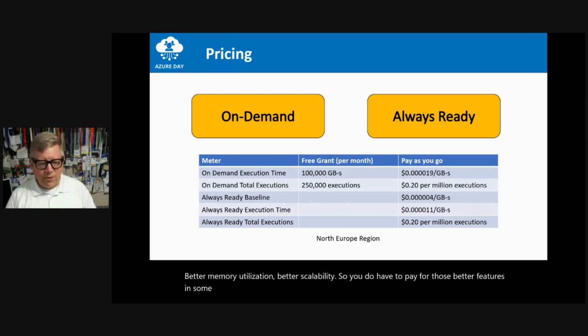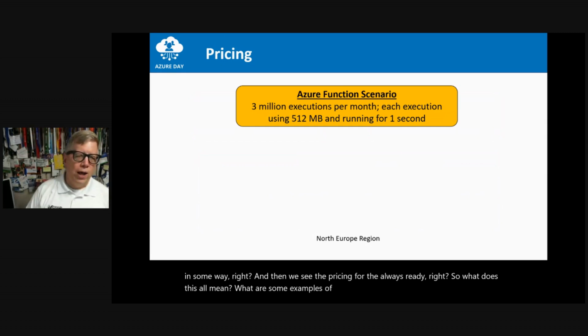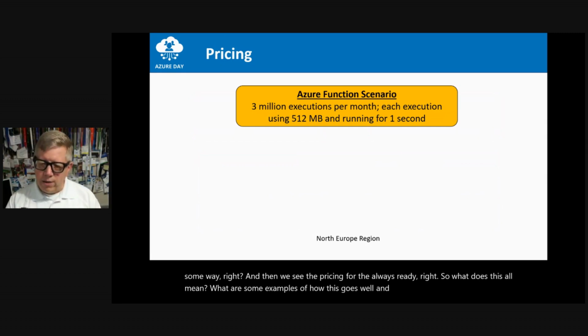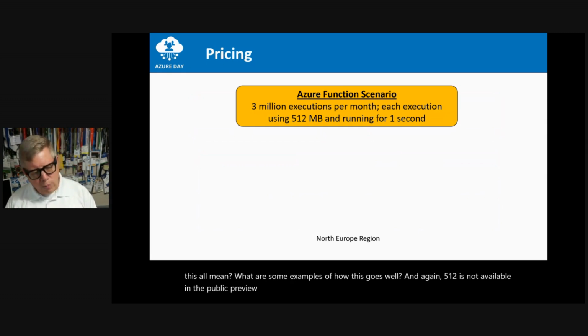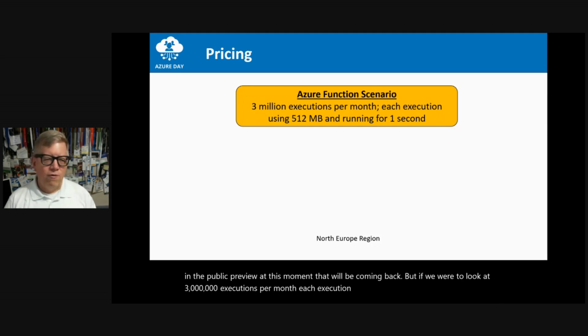And then we see the pricing for the always ready. Right. So what does this all mean? What are some examples of how this goes? Well, and again, 512 is not available in the public preview at this moment. That will be coming back. But if we were to look at 3 million executions per month, each execution using 512 megabytes and running for a second.